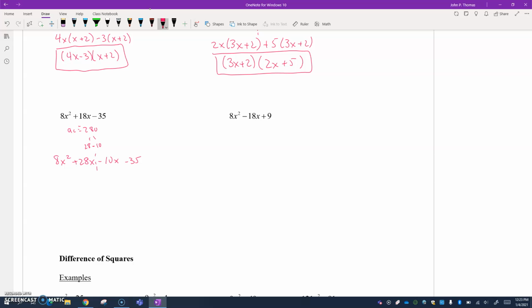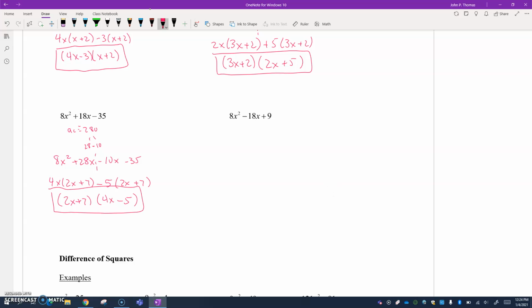I can take a 4x out of the first group. That leaves me with a 2x plus 7. I can take a negative 5 out of the second group, which leaves me with a 2x plus 7. All right, factor the 2x plus 7 out of both terms, and I'm left with a 4x in the first half and a negative 5 in the second half, and I've got my factorization.